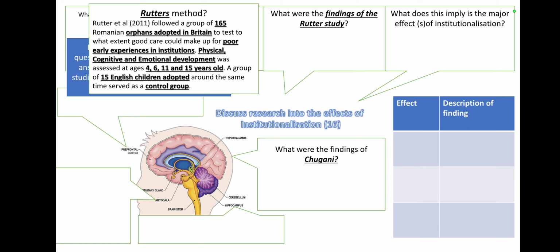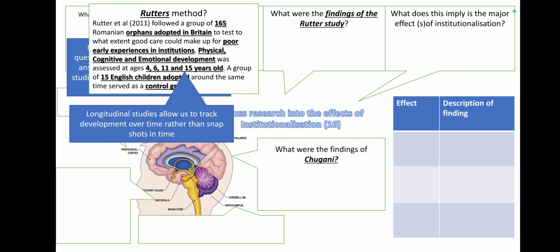What you also need to know is that a group of 15 English children acted as a control. So there were significantly fewer of them, 165 Romanian orphans compared to a control of 15 English children. But whilst the English children hadn't been through the experience of the institutions, they had gone through the adoption process, so they acted like a valid control. Okay, so that's the methodology.